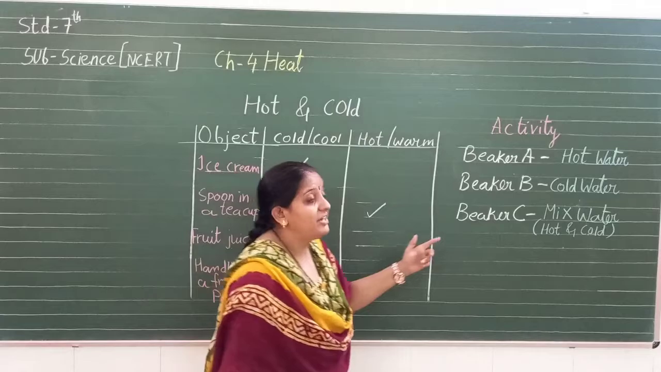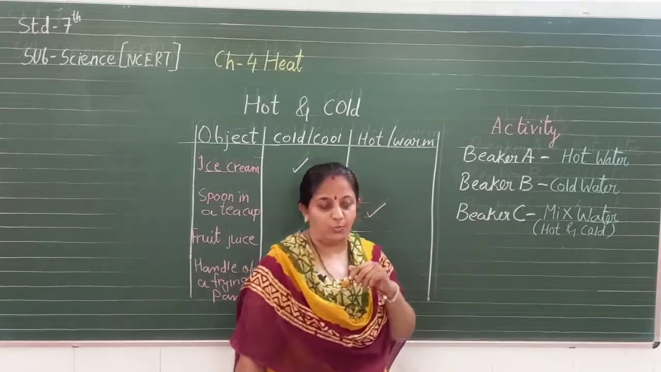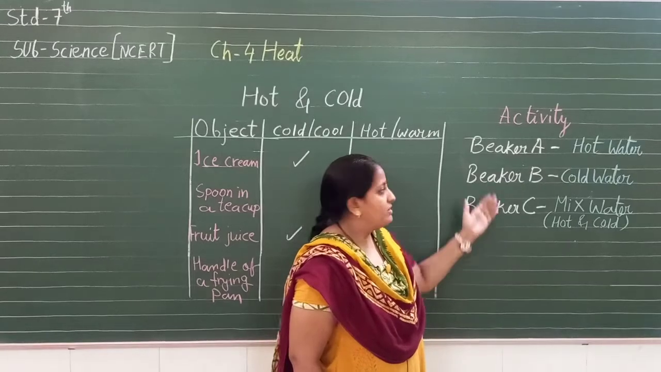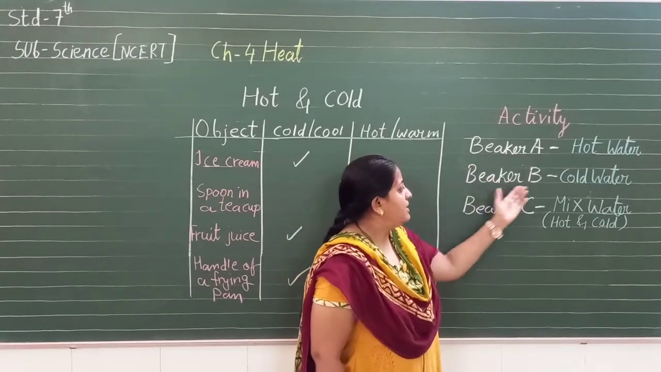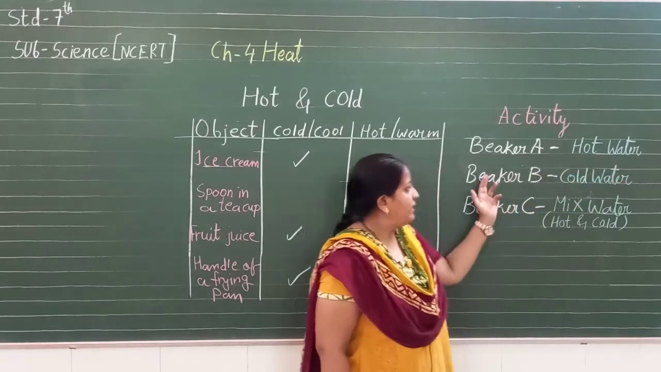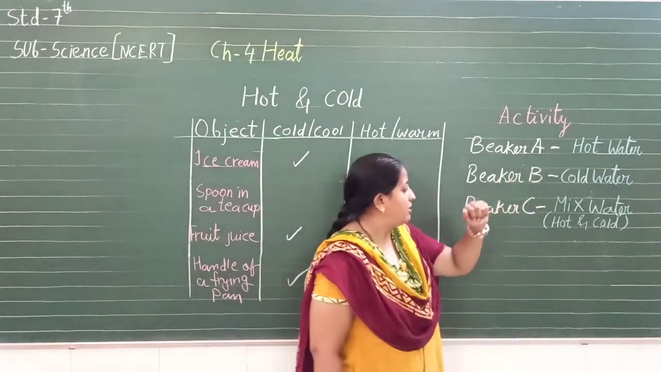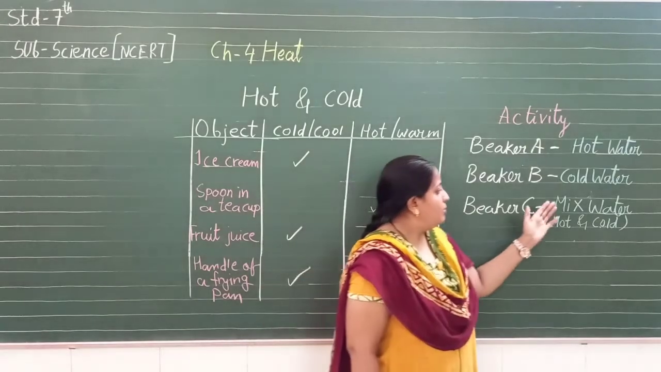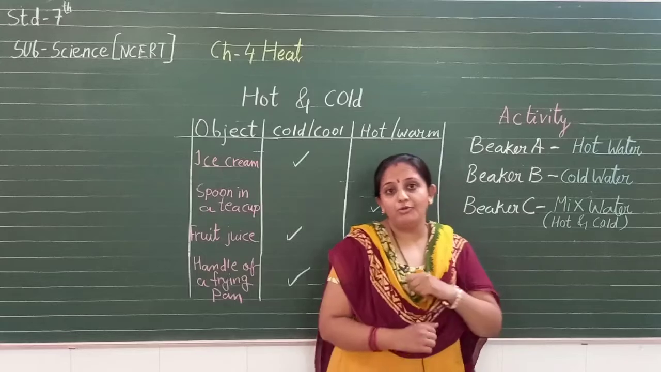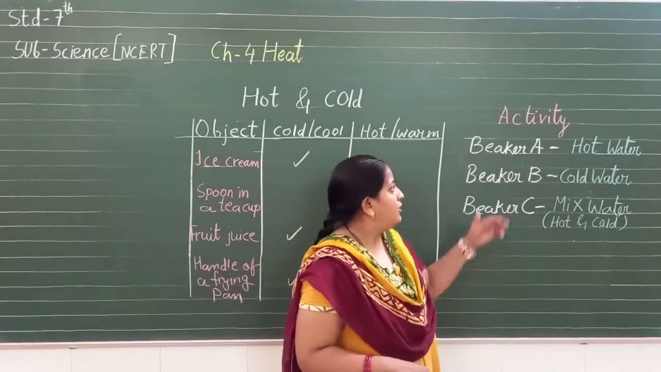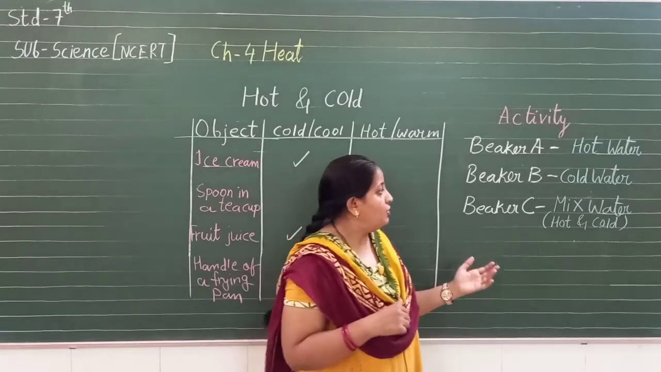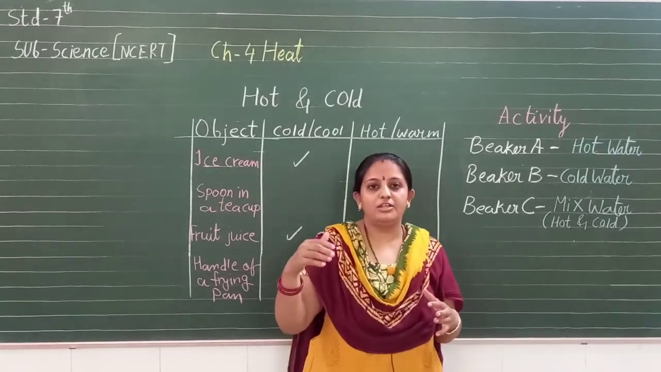Now let us move to the next activity. It is a very interesting one. Here we have three beakers, named beaker A, beaker B, beaker C. In beaker A we fill hot water, in beaker B we fill cold water, and in beaker C we put both waters, that is mixed water, hot and cold. Now you have to put your hands in beaker A and beaker B simultaneously, and then identify whether the water is hot or cold.